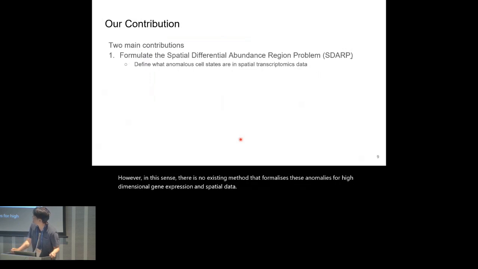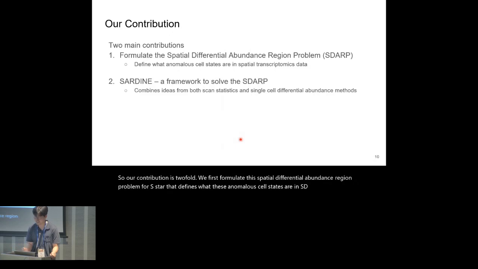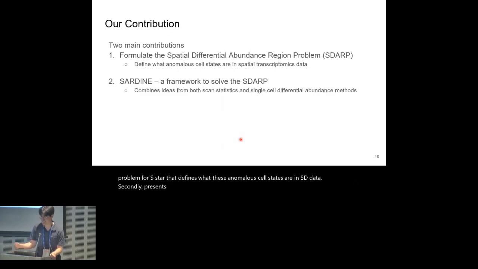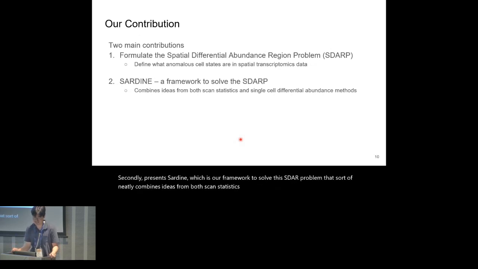So our contribution is twofold. We first formulate this spatial differential abundance region problem, or SDARP, that defines what these anomalous cell states are in spatial data. Secondly, we present Sardine, which is our framework to solve this SDARP problem that neatly combines ideas from both scan statistics and these single cell differential abundance ideas.